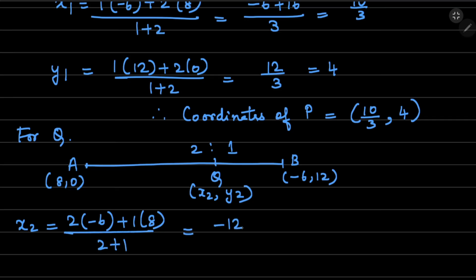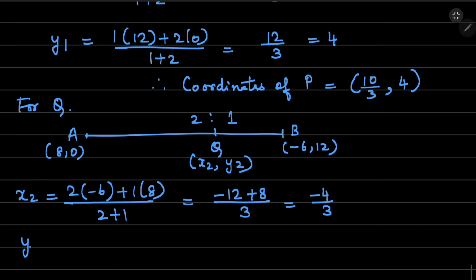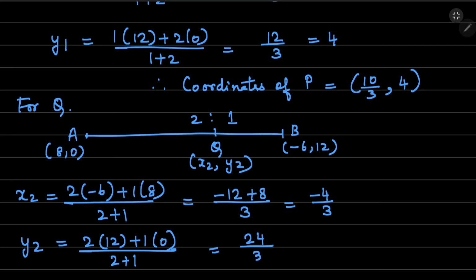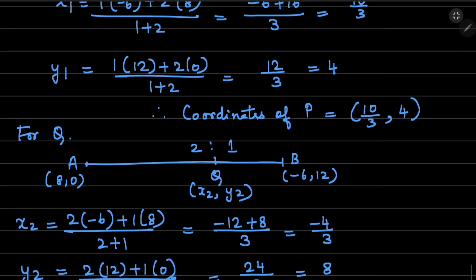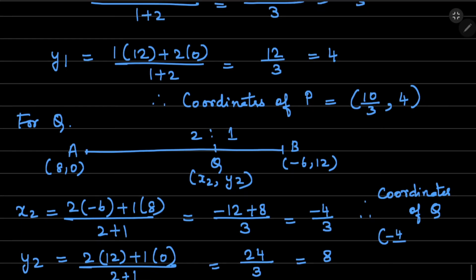So this is nothing but minus 12 plus 8 divided by 3, which is nothing but minus 4 by 3. Okay. What is your y2? Y2 will be equal to 2 into 12 plus 1 into 0 divided by 2 plus 1. So which is nothing but 24 by 3, which is nothing but 8. So therefore, the coordinates of the point Q are x2 comma y2, that is minus 4 by 3 and 8. That's your answer.